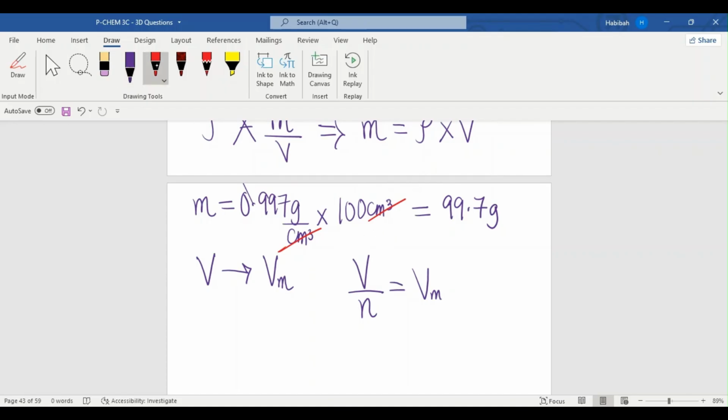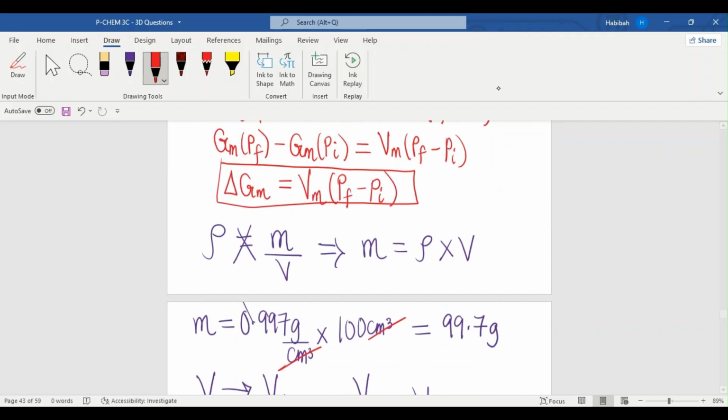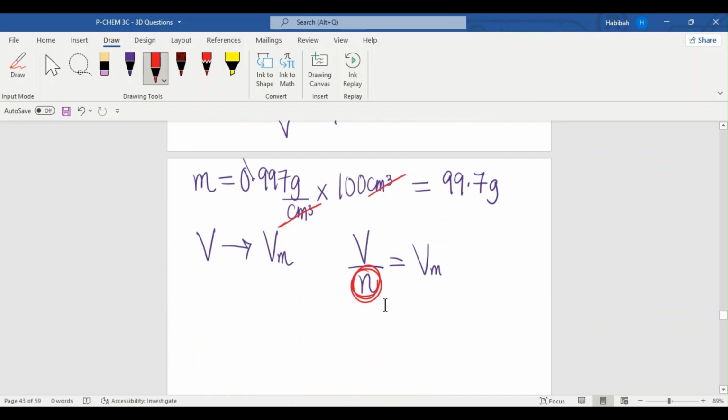Well, because we have to determine the number of moles, so that we use the volume divided by the number of moles in order to get the molar volume, so that we can properly input it in this equation. So we're going to need the value for molar volume to be able to properly substitute. So now you have the mass.